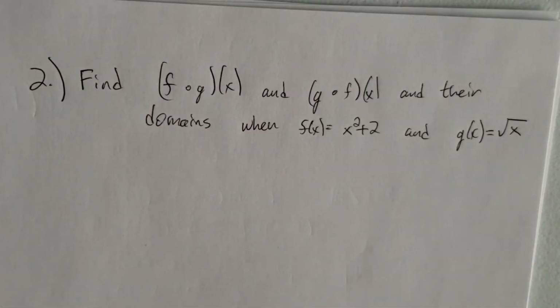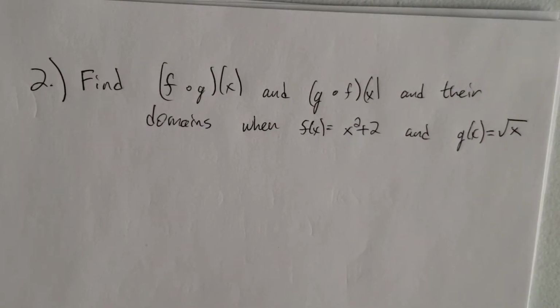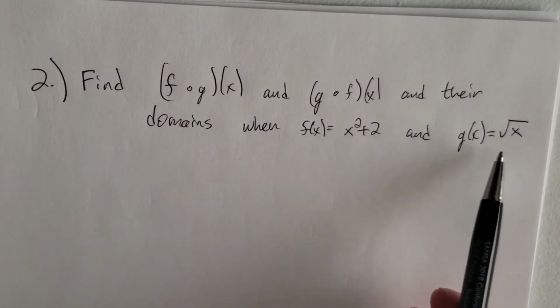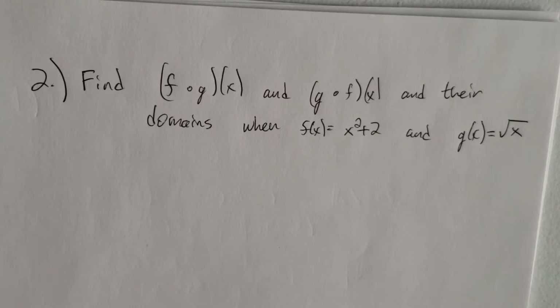And we're going to combine functions in a different way. And this is going to be composite functions. What is a composite function? A composite function happens when you put one function inside another function. So for this problem, I want to find f composed with g and g composed with f, and their domains when f of x is x squared plus 2 and g of x is the square root of x.